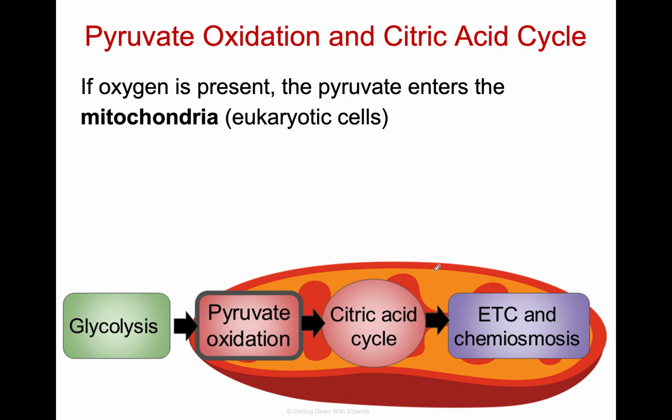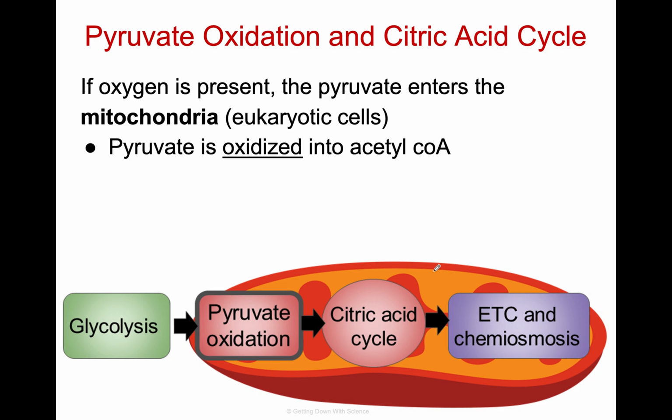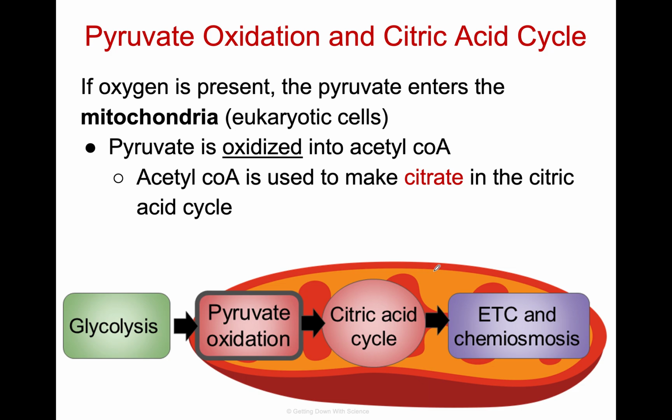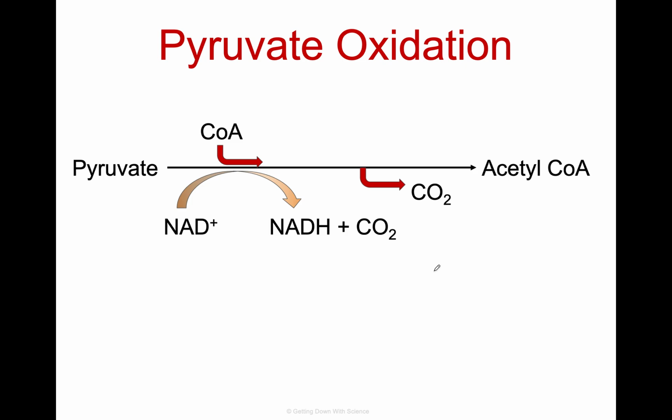So if oxygen is present, the pyruvate enters the mitochondria. Pyruvate is then oxidized into acetyl-CoA. This is a big overview. Acetyl-CoA is used to make citrate in the citric acid cycle. 2 CO2 and 2 NADH are then produced. Here's the overall. Okay, so you have your input of pyruvate. CoA is a coenzyme that'll help us with this reaction.